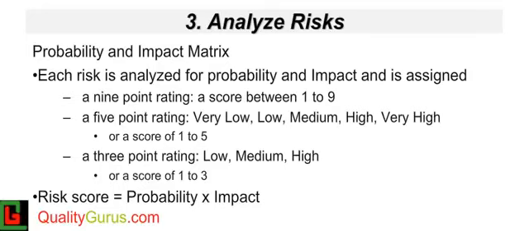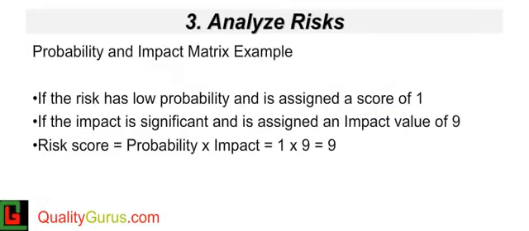Instead of assigning a score of 1 to 9, a score of 1 to 3, or a score of 1 to 5 may be used. These rules are defined in your risk management plan. In this course we are using a score of 1 to 9. In this example, the group assigns a score of 1 to the probability of risk, and a score of 9 to the impact value. This means that the risk being discussed has a very low chance of happening, but if it happens, the impact will be very high.